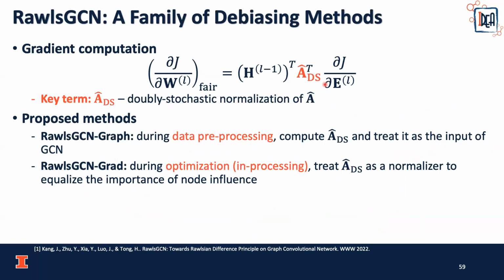And then with this doubly stochastic matrix, we can calculate a fair gradient without the impact of the node degree. And guided by the computation of this fair gradient, we can use two different strategies to mitigate the unfairness, namely a pre-processing method called RawlsGCN-Graph and an in-processing method called RawlsGCN-Grad.